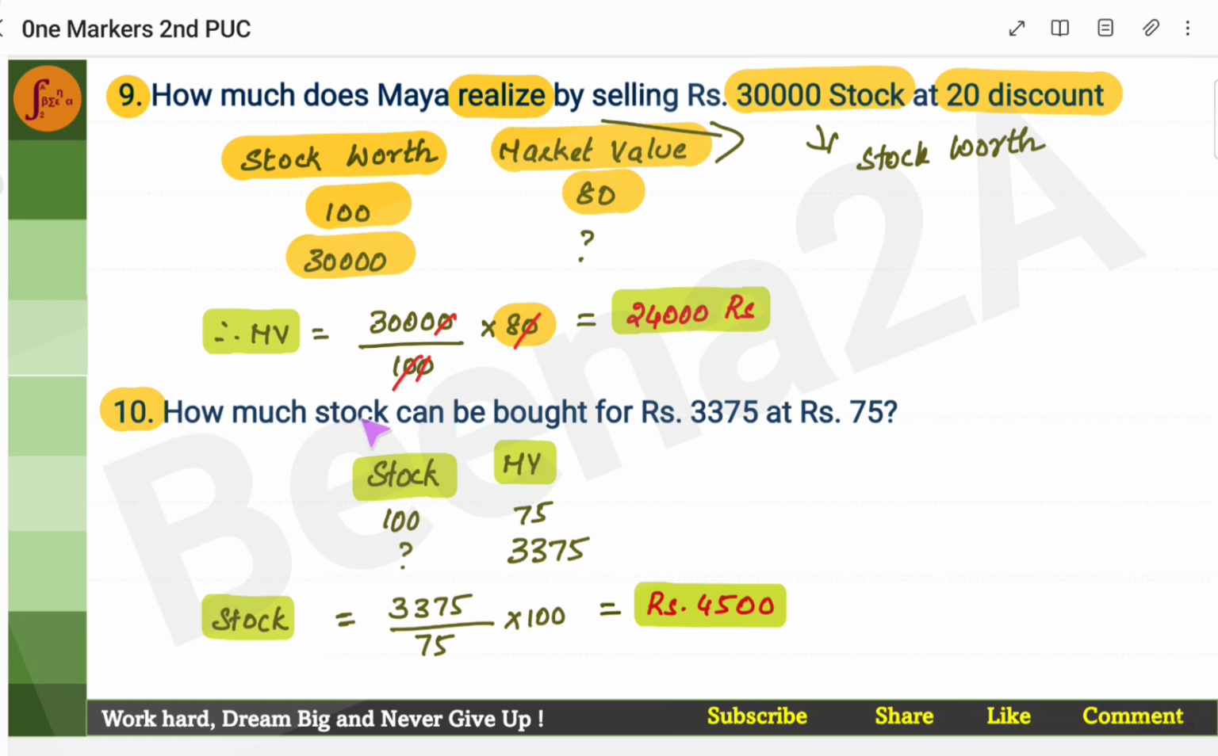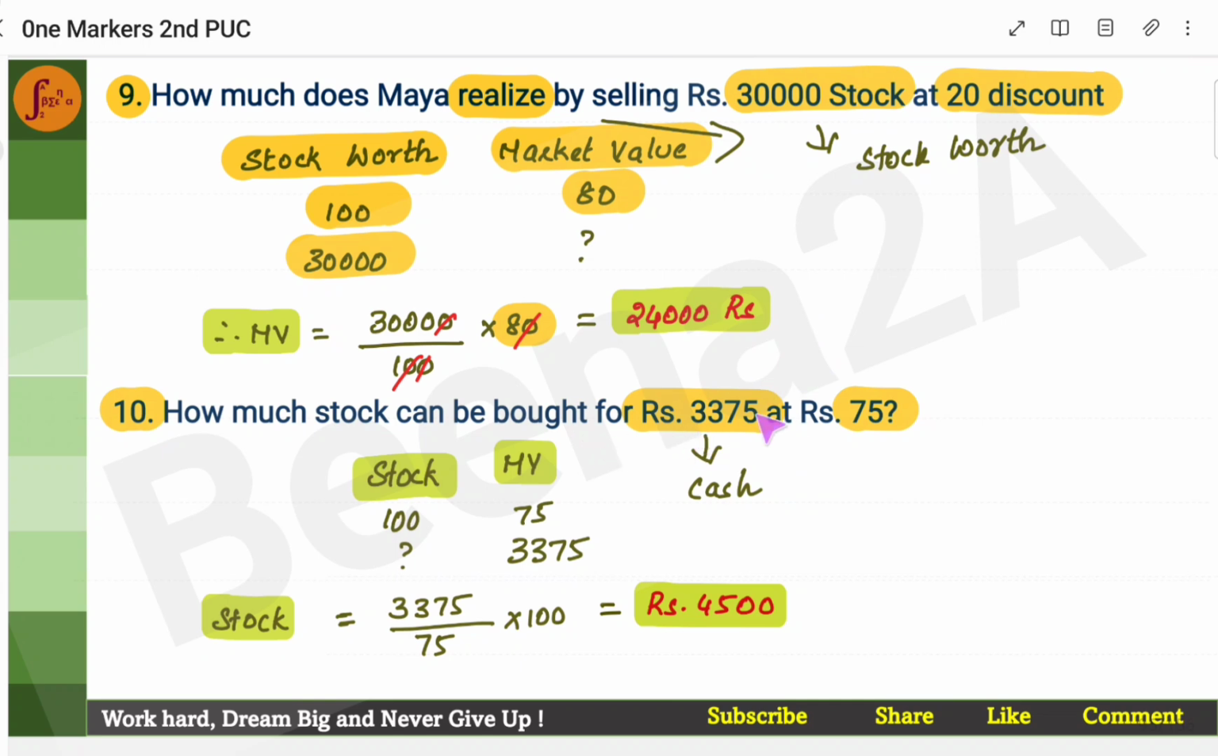Next problem. How much stock can be bought for rupees 3375 at rupees 75? For 3375, how much can be bought? So remember one thing. That means this is cash, and this is stock worth. This is cash. There is a difference.